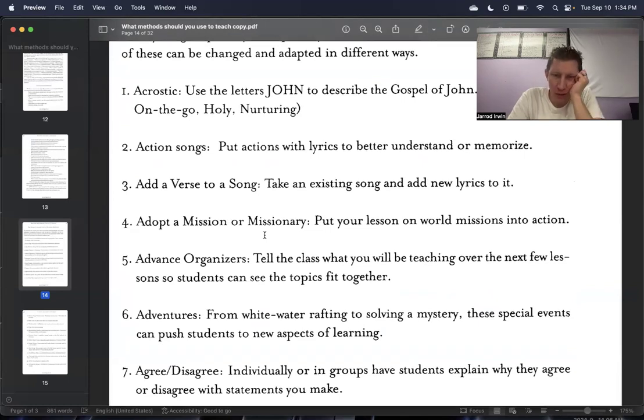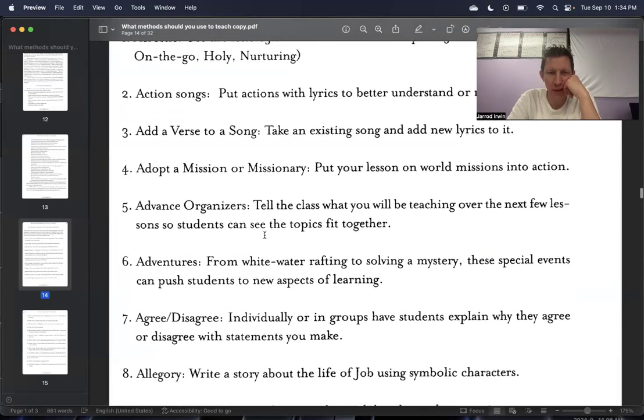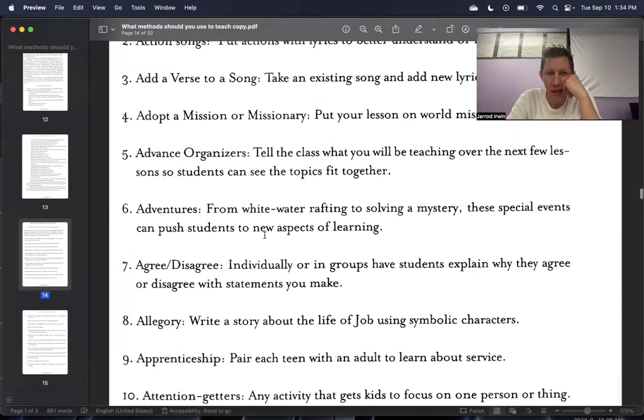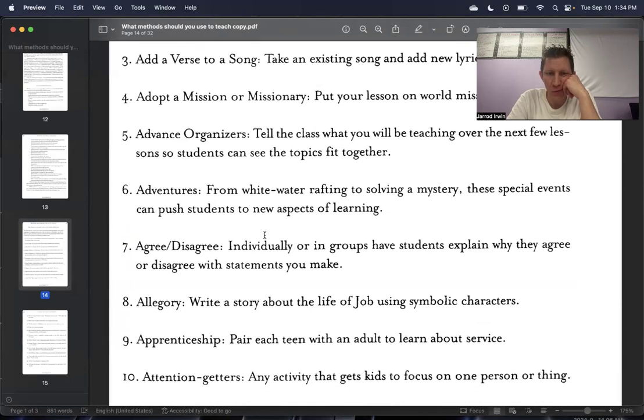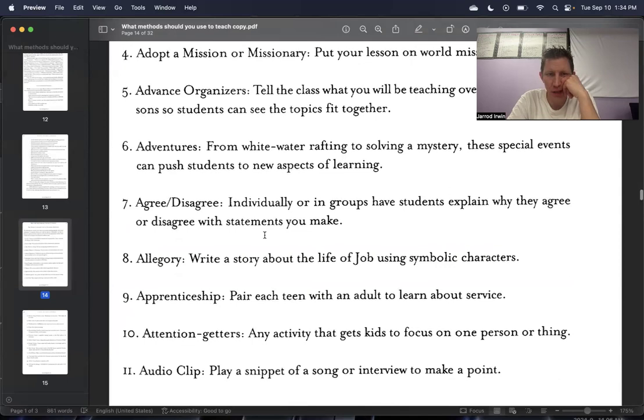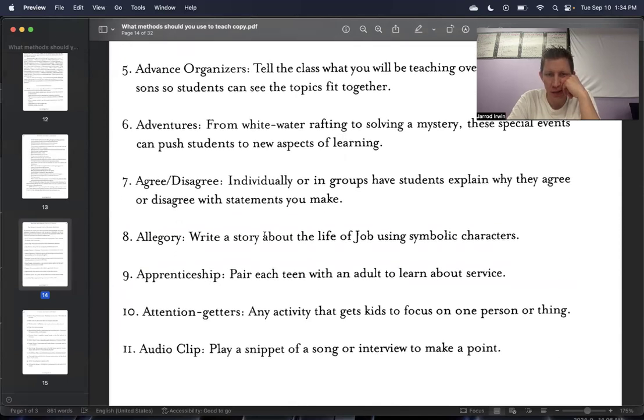Adopt a mission or missionary. Put your lesson on world missions into action. Oh, yeah. Advance organizers: tell the class what you will be teaching over the next few lessons so students can see how the topics fit together. Adventures: from whitewater rafting to solving a mystery, these special events can push students to new aspects of learning. Agree, disagree: individually or in a group, have students explain why they agree or disagree with statements you make.